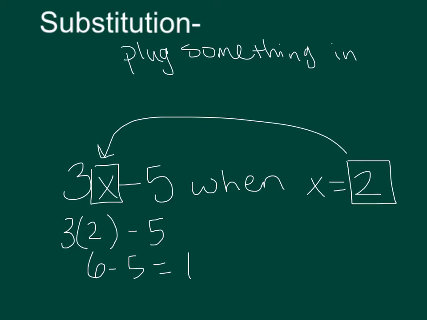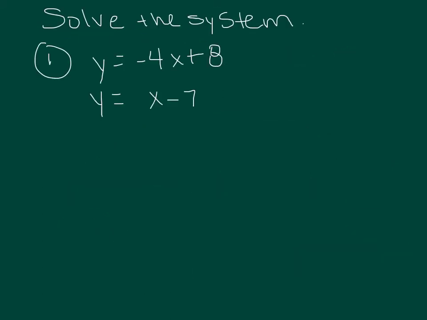Okay, in order to do that, though, we need to remember that we need a variable by itself. If we don't have a variable by itself, we can't use the substitution method without doing some work. Okay, so let's look at the first one. Solve the system. So here's our system, y equals negative 4x plus 8 and y equals x minus 7. Now we could graph, but sometimes graphing just doesn't work. Sometimes it's not pretty points, sometimes it's really big numbers, so we need to know a different method to solve the system. Okay, so what we're going to do is we're going to use substitution.